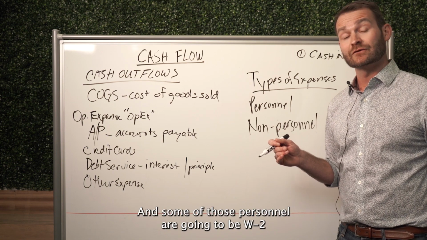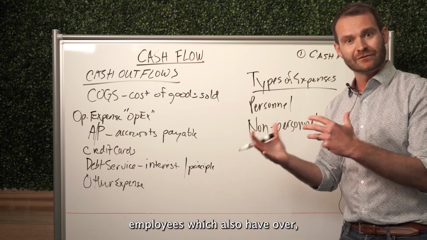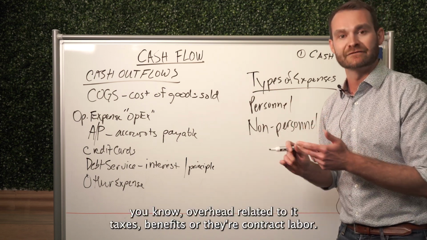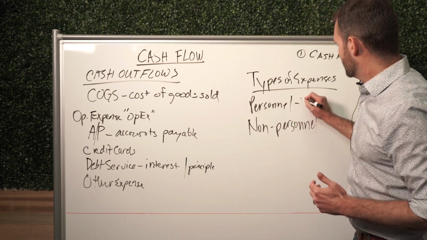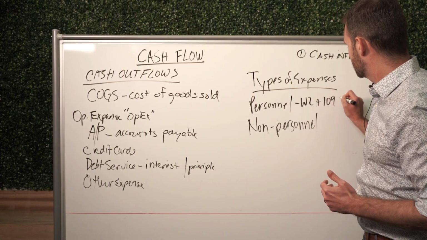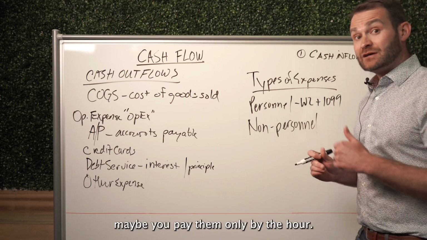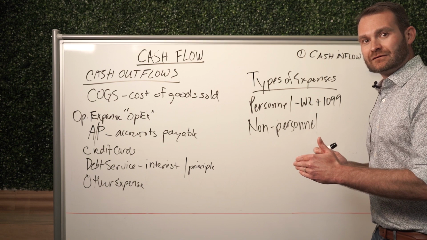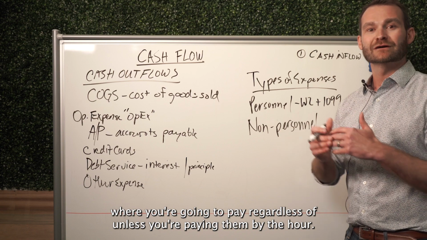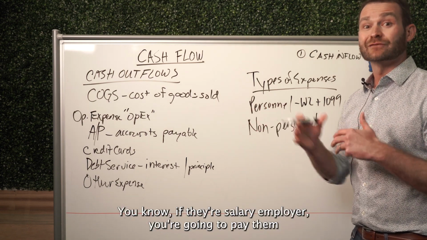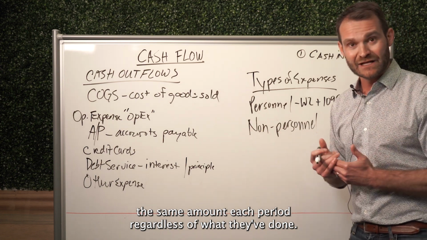And some of those personnel are going to be W-2 employees, which also have overhead related to it, taxes, benefits, or their contract labor. 1099 is another thing you might have heard. So the important thing here is with a 1099, maybe you pay them only by the hour they work, which is a much more effective scalable strategy for staffing as opposed to a W-2, where you're going to pay regardless of, unless you're paying them by the hour, if they're a salary employee, you're going to pay them the same amount each period regardless of what they've done.